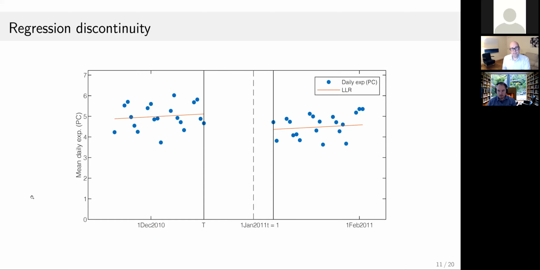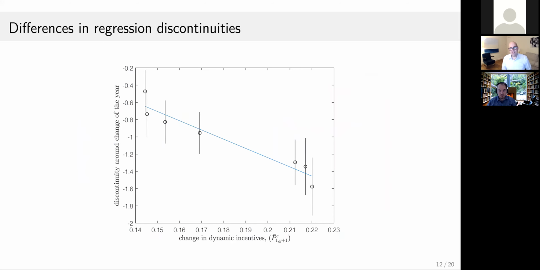This is what we get. This is one of the key graphs that we get out of this. Here we have the change in dynamic incentives, so that would be the PE, the future price, respectively at the start of the second year. And here we have the estimated discontinuity in care consumption around the change of the year.